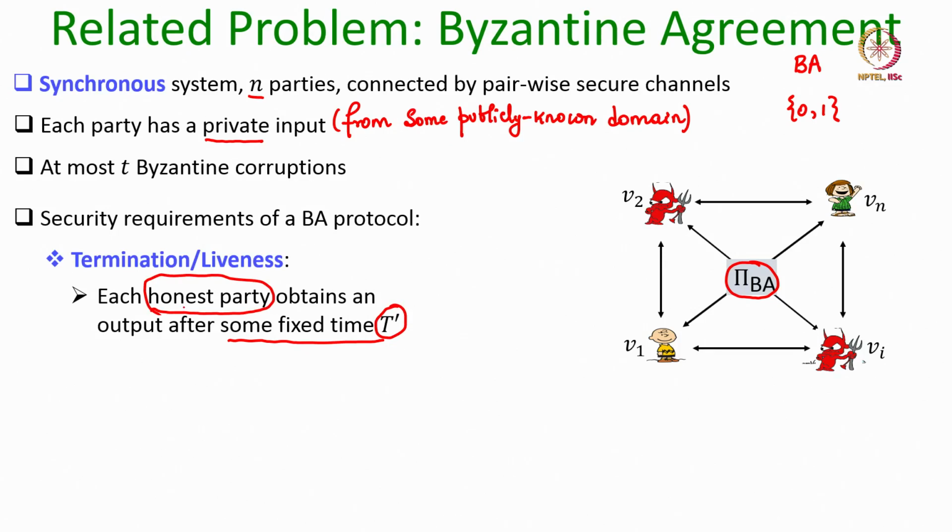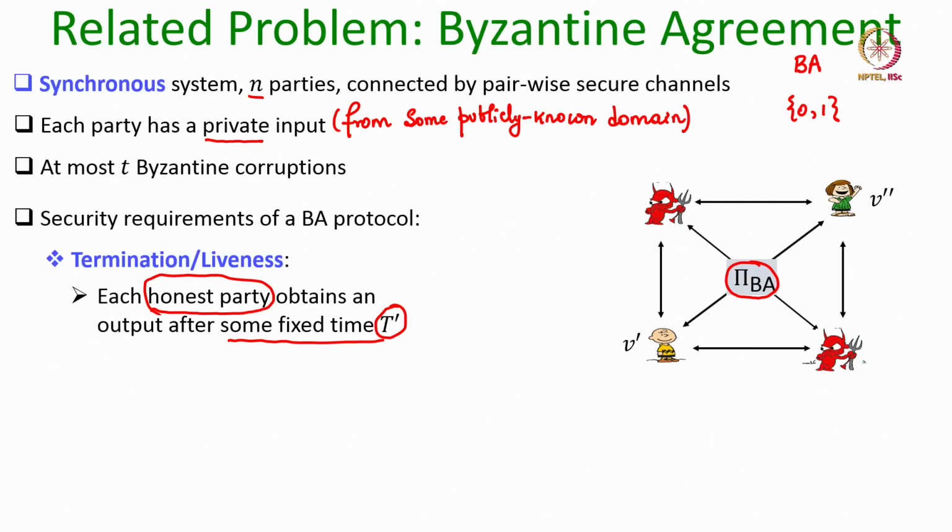We do not care whether the corrupt parties keep on running the protocol forever, and we can never stop them from doing so, because we have absolutely no control over what the corrupt parties are going to do, what output they are going to consider, whether they are going to consider any output at all. But we will require that the honest parties, which are not compromised, which are not under the control of the adversary, should have some well defined behavior. One of the well defined behaviors is that they should have an output after some predetermined time. That means it should not happen that they also keep on running the protocol forever.